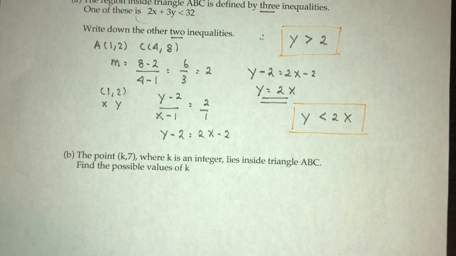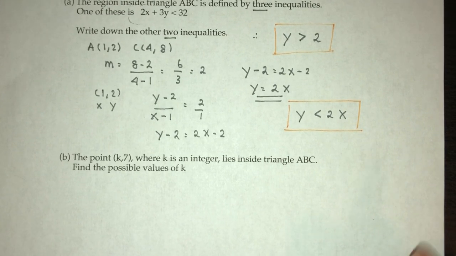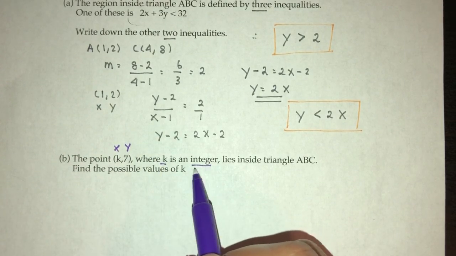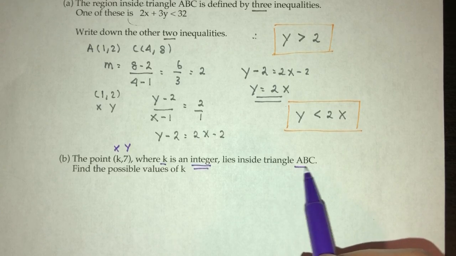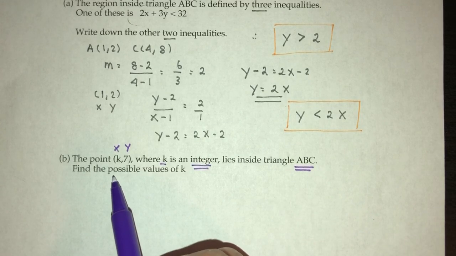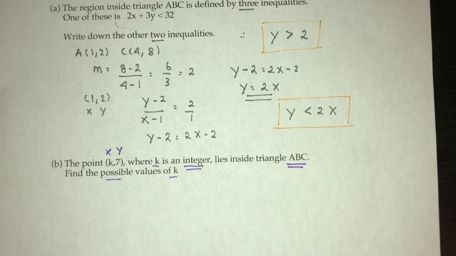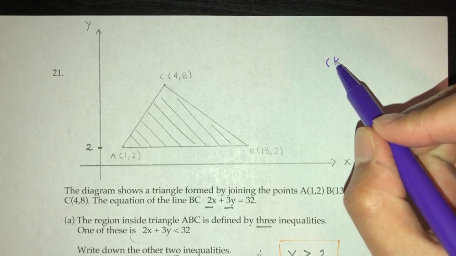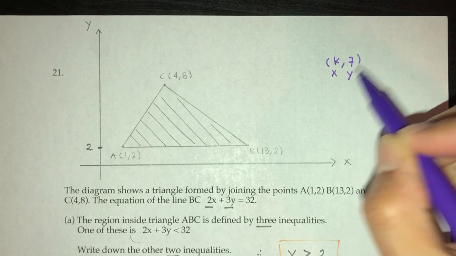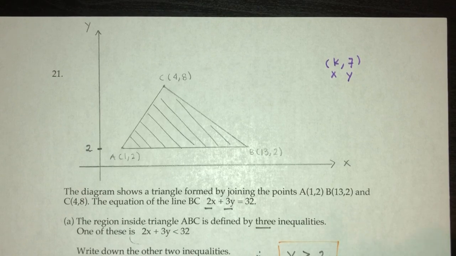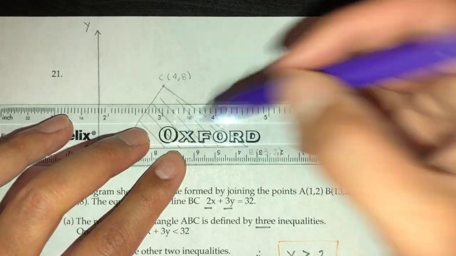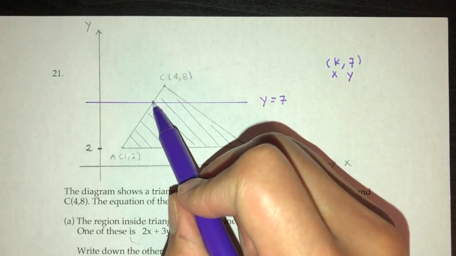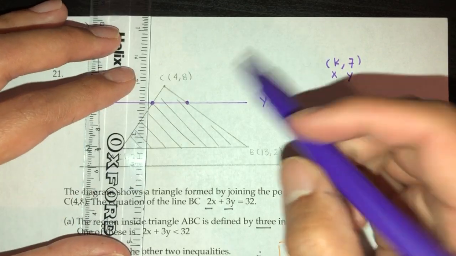Now for part B, we have a point K, 7. This is your x value and this is your y value, where K is an integer value, lies inside the triangle ABC. Okay, so find the possible values of K. So now we have to observe to see what is possible here, right? So the main idea here is, let's write it down. We have the point K, 7. That is your x value and your y value. So basically, let's say we have a line here. This is the line y equal to 7. So now we have 2 points of intersection, which are the values of x.